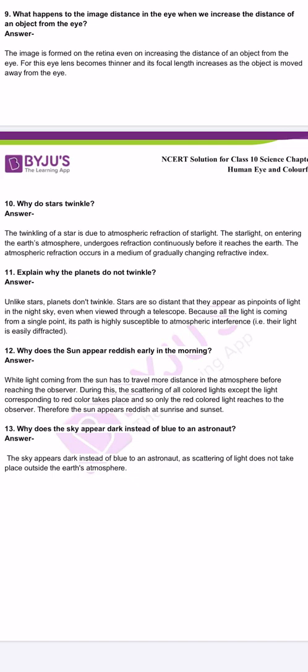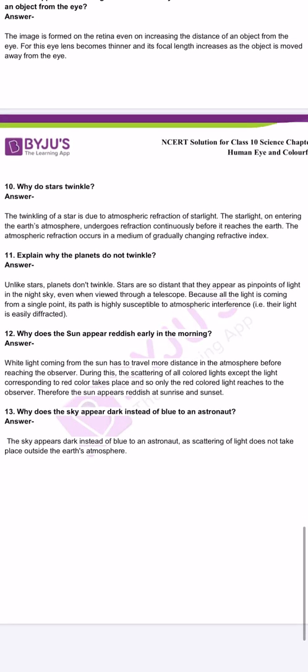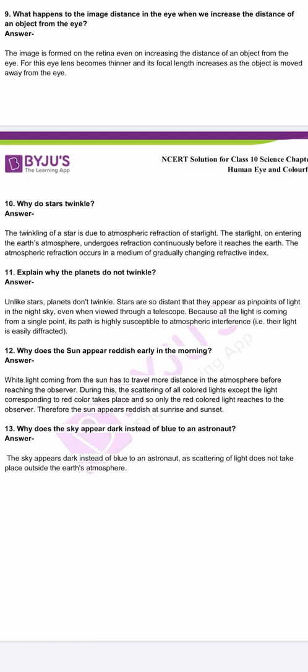Then next question is, explain why the planets do not twinkle. Unlike stars, planets do not twinkle. Why? Because stars are so distant that they appear to be point-sized sources of light. But the planets are much closer to the Earth, and they can be considered as an extended source of light, a collection of many point-sized sources of light. So the total variation of the amount of light that falls on our eyes becomes zero, and it nullifies the twinkling effect. So the planets do not appear to twinkle.